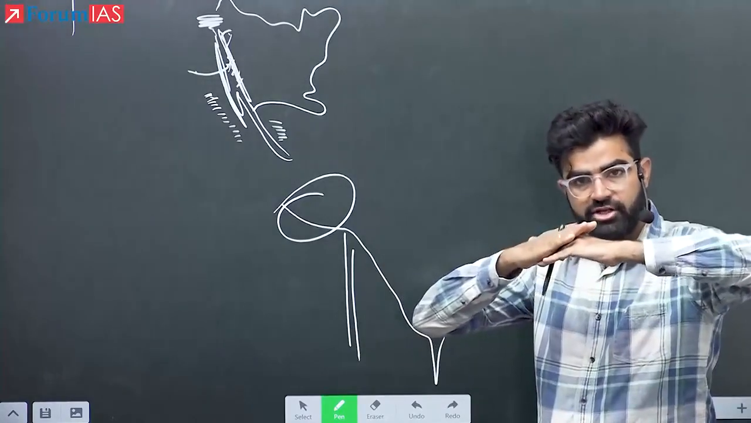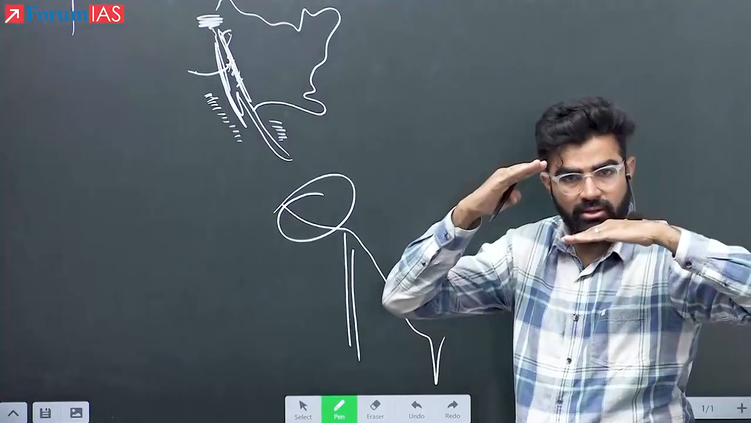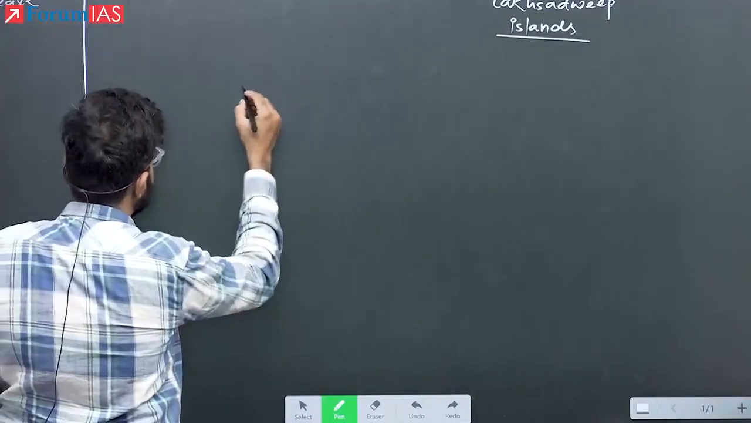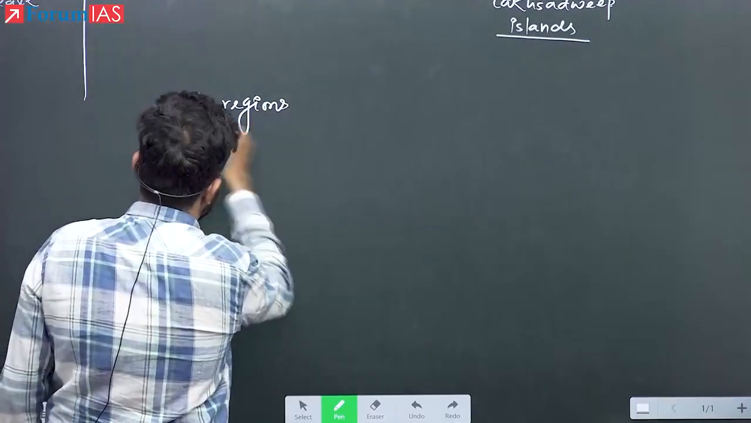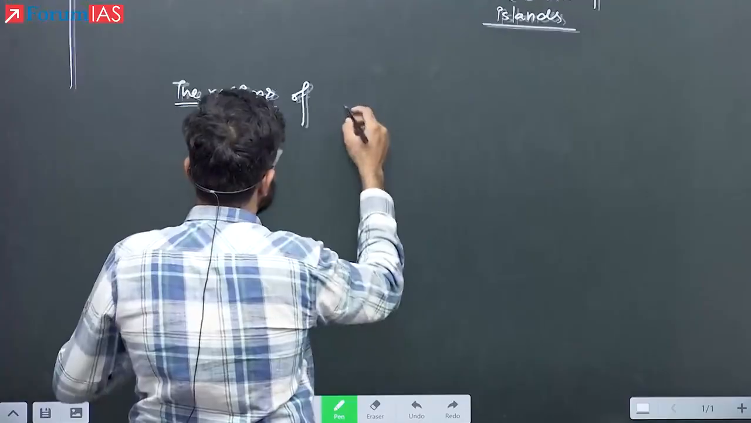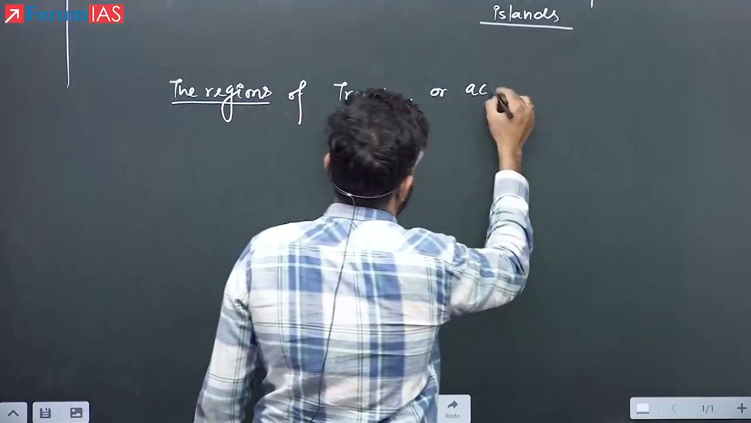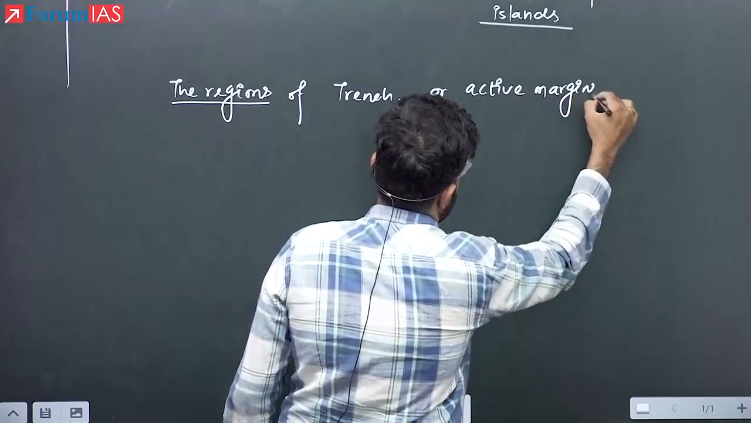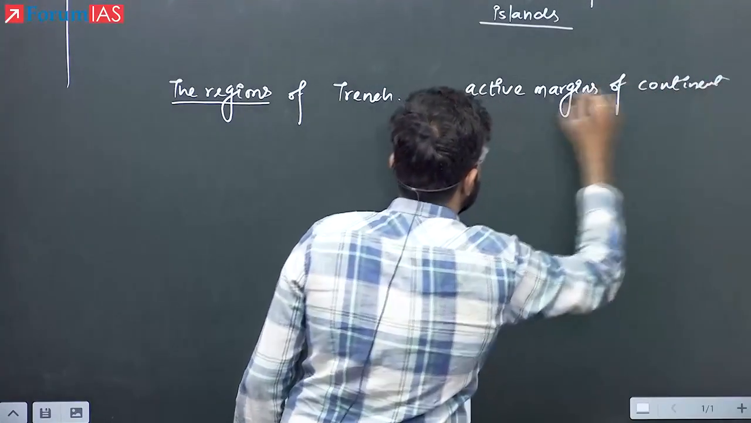And for the continental shelf formation, what is required? These extensive plains are required in the oceanic water. So write this statement with me. This is important for your prelims, right? And right here: the regions of trench or active margins of continents. What is the meaning of active margins?